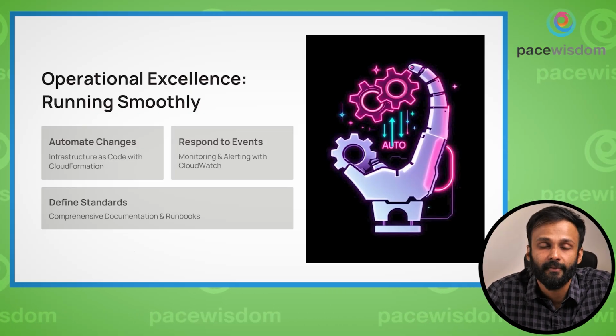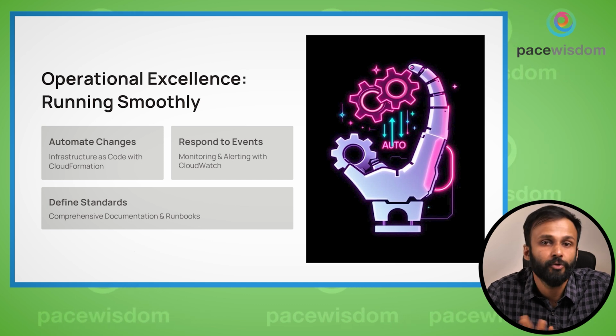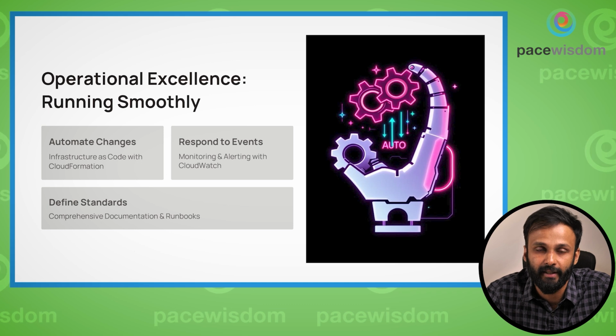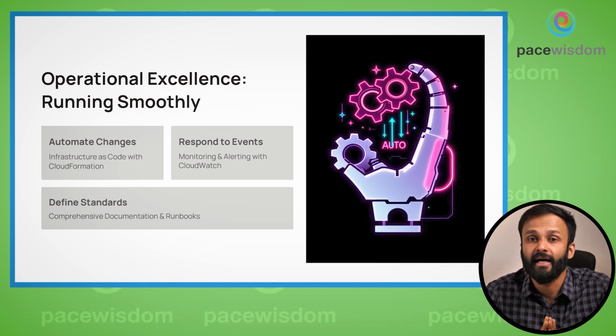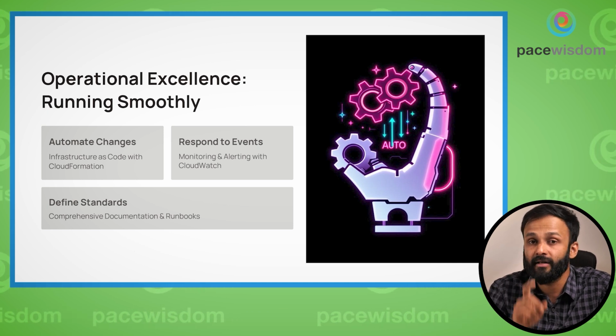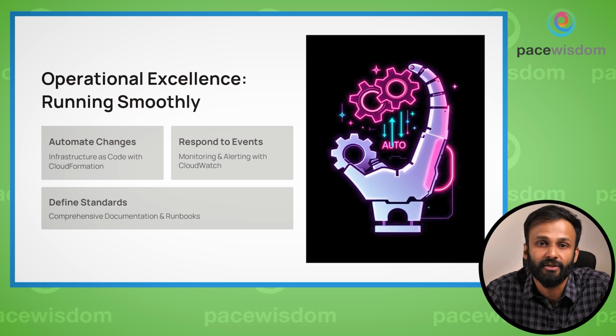This particular pillar is all about how you run and monitor your system to deliver proper business value and continuously improve the processes. Operational excellence allows you to innovate faster, reduce errors, and adapt to change more easily. Here are some key areas to consider, as I mentioned in the presentation.